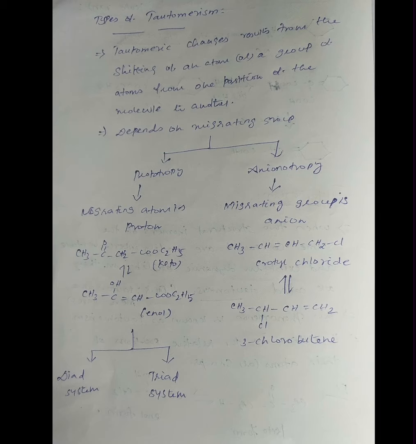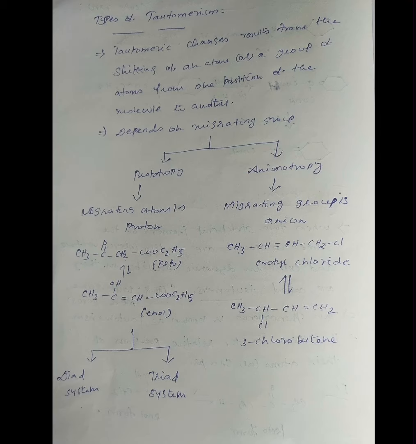So the carbon double bond is shifted to another carbon bond. At the same time Cl minus is removed, and this Cl minus is attached to CH. So you get CH3CHCl CH double bond CH2, that is 3-chlorobutene.